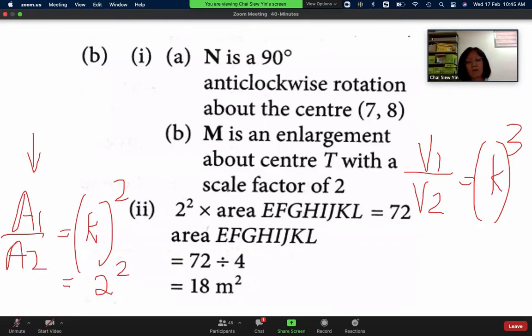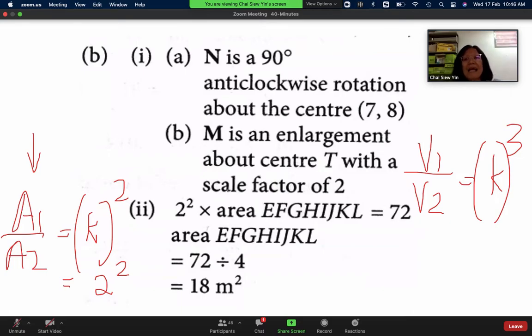Okay, and then cross multiply, find the answer 18. Any problem so far? If none, you screenshot this, you copy down the answer, and before I change to the next one, they will ask for length or not. No, SPM did not ask for length.